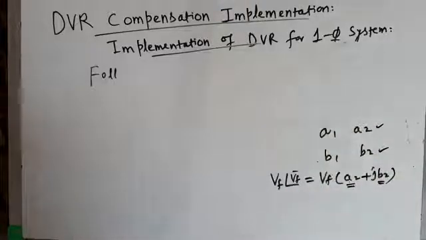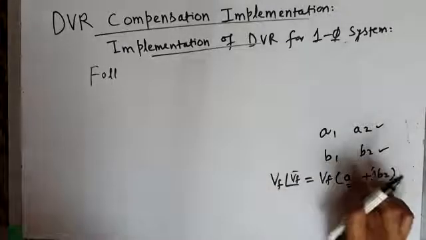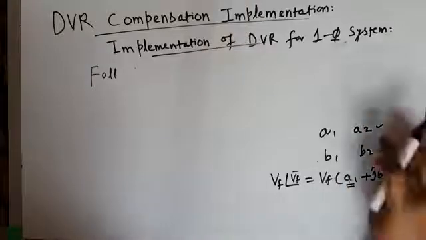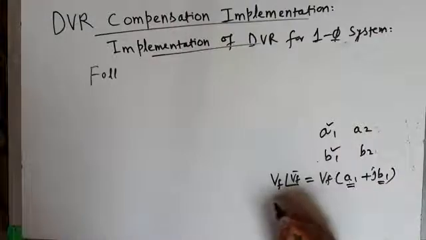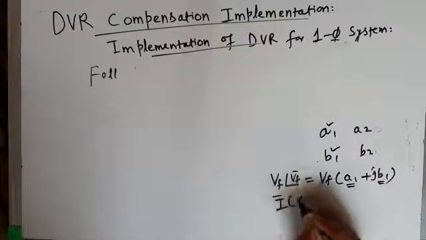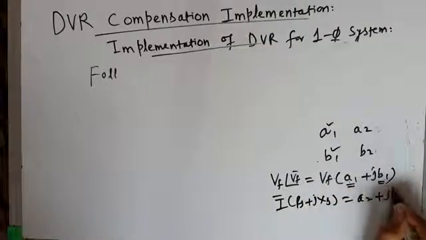A1 and B1, where from will you get A1 and B1? Let me verify it again. Yeah, it is A1 B1 here, not A2 B2. So you will be able to find A1 and B1. And what is A2 B2? That is equal to I into (Rs plus jXs). That is equal to A2 plus jB2.